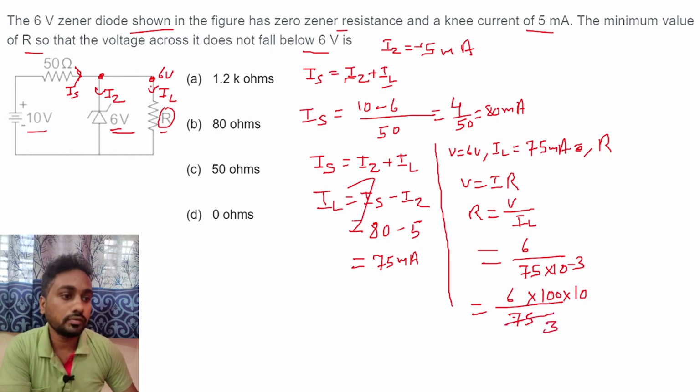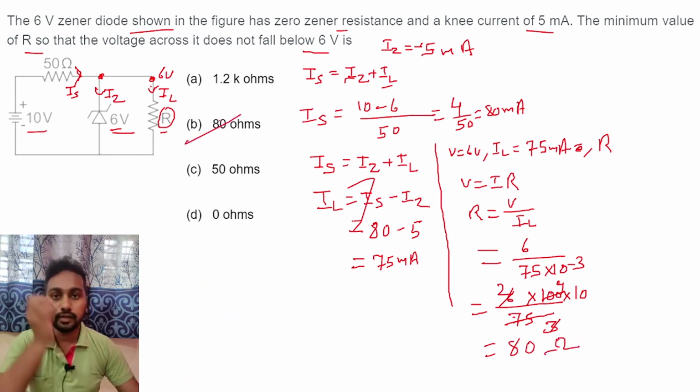This will be 3 times, this will be 4 times, this will be 2 times. Okay, so 2 into 4, what is this? 80 ohm is the answer. Option B is the right answer. Okay, so like that you need to calculate.